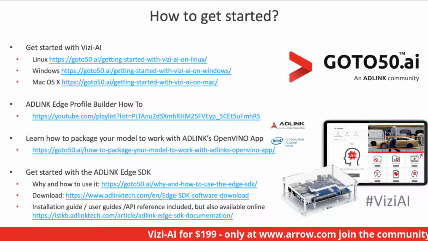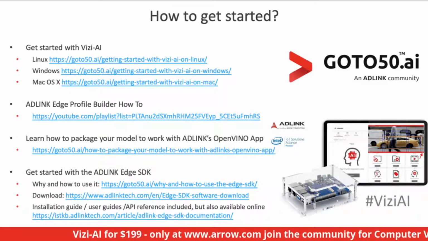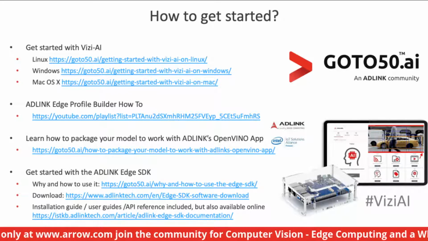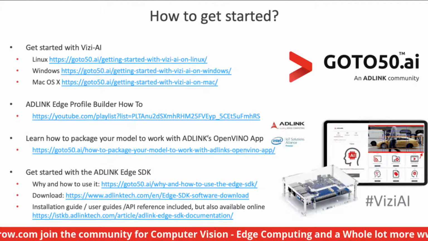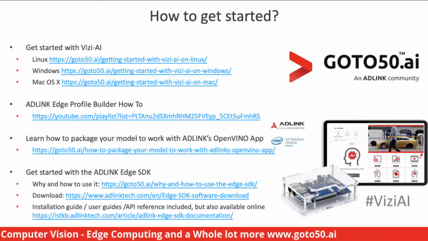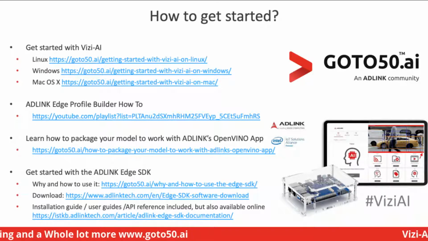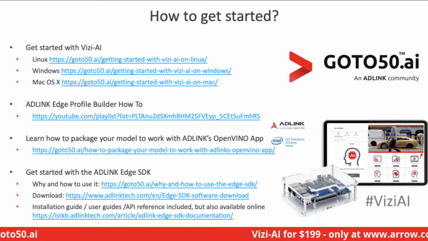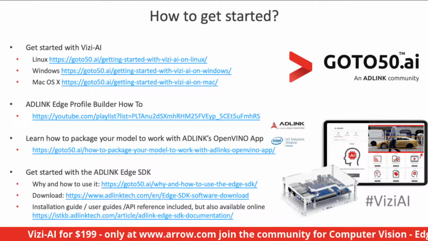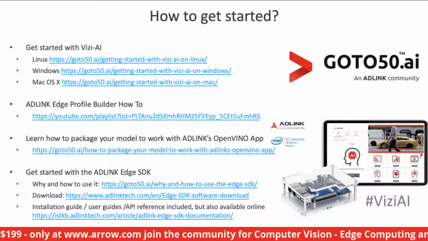So there's a whole nice video on YouTube, or it's even a playlist with a lot of videos, showing you how to use the profile builder to build your profiles and deploy apps onto the Visi AI or any device, really. And then the next step would be, okay, well, you've got your software deployed. How do I now build and deploy my AI model? So that's where the third bullet is about. How do you package your model to work with the OpenVINO app that's already available?